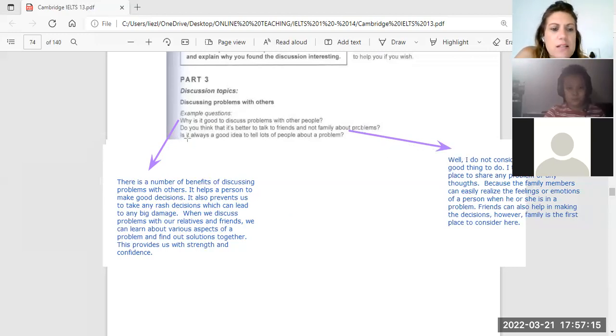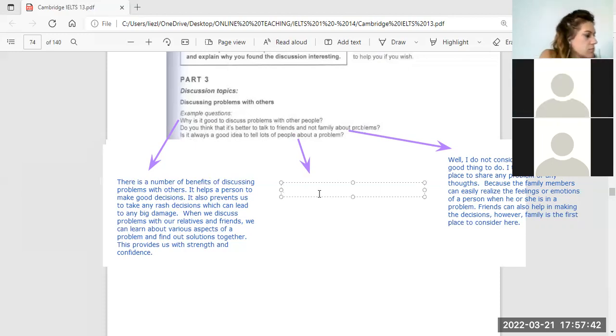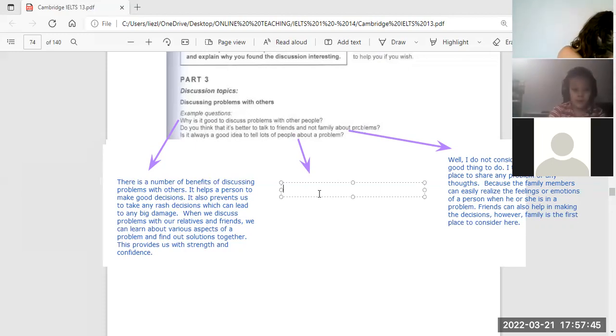Okay, is it always a good idea to tell lots of people about a problem? No. To me, I think no. Speaking to each other about our problem can help us relieve stress or feel less of a burden. But talking a lot might not be good.